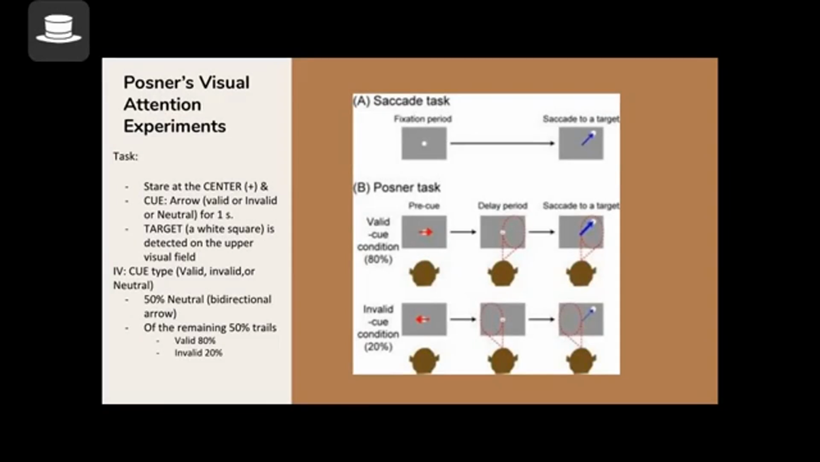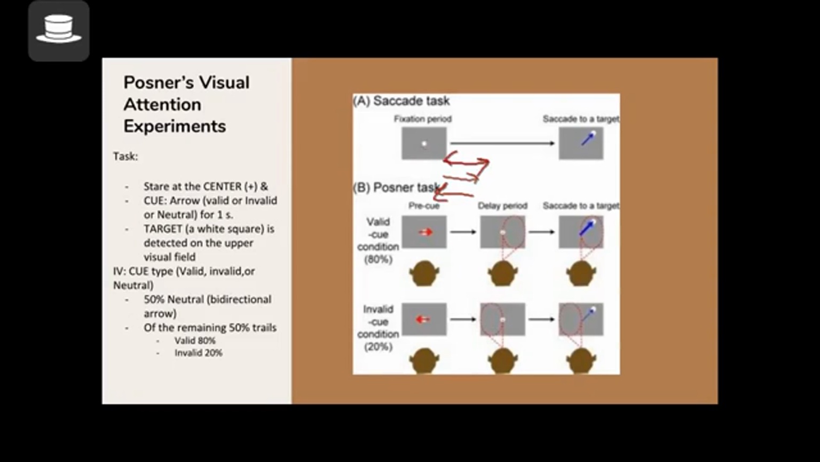The task in this experiment was for the participants to stay at the center of the screen. Again, this is a modified version of it, so you may not see a plus sign as I stated here. But usually, participants would be asked to stay at the center of the screen. Then this would be followed by a cue. A cue would be either a right arrow or a left arrow, or a bidirectional arrow.